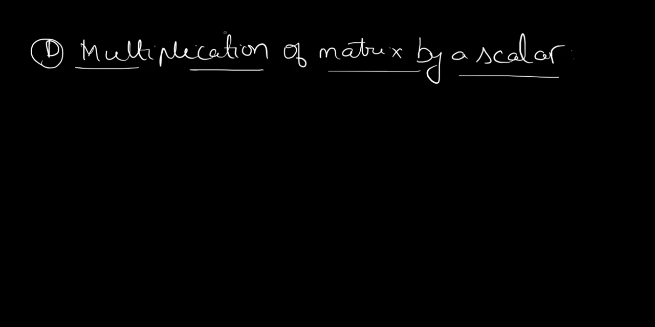So right now we are thinking about the scalar. Coming to the scalar, if we take an m by n matrix and k as any real number as a scalar, the m by n matrix obtained by multiplying every element of matrix A by k is called a scalar product.